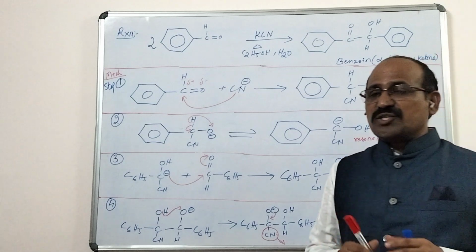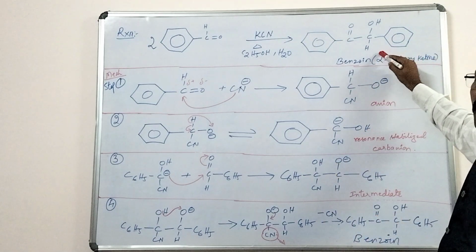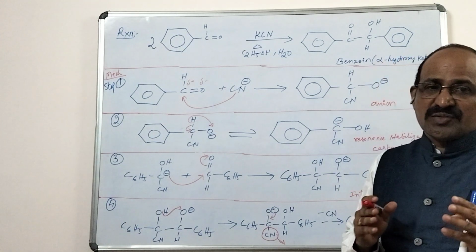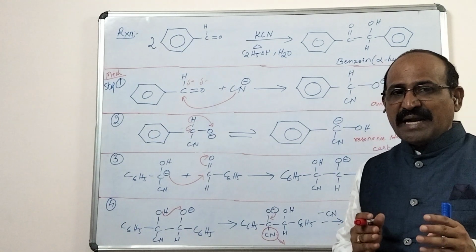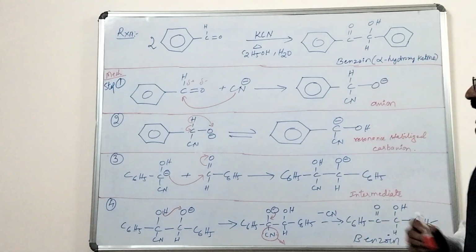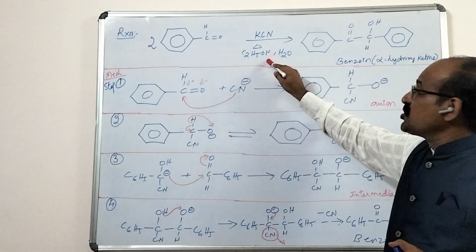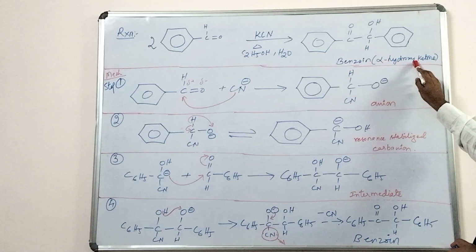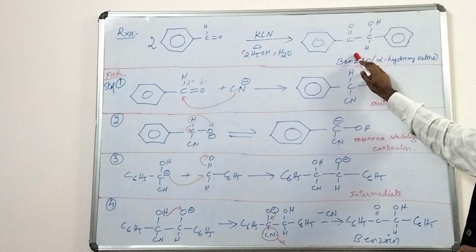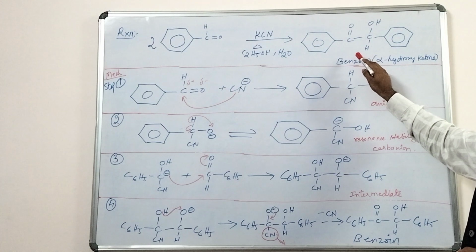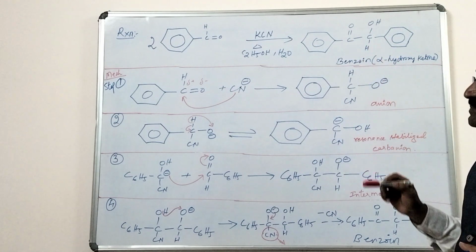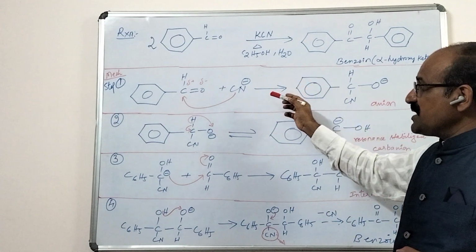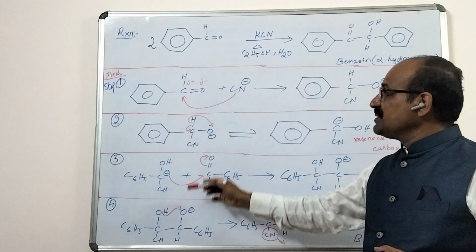A condensation reaction which produces a benzoin compound is called as benzoin condensation. In this reaction, when benzaldehyde is heated with aqueous ethanolic potassium cyanide, it produces an alpha hydroxy ketone called benzoin. Such a reaction is called as benzoin condensation. Okay, this benzoin condensation takes place by 4 steps.